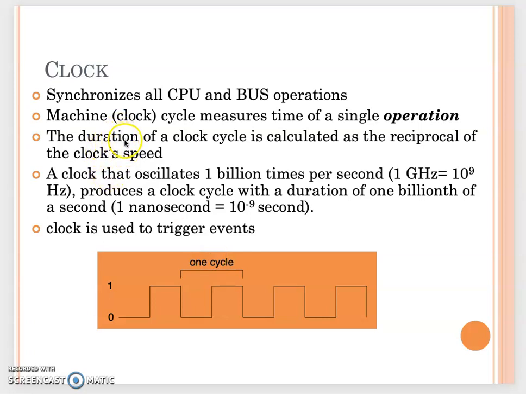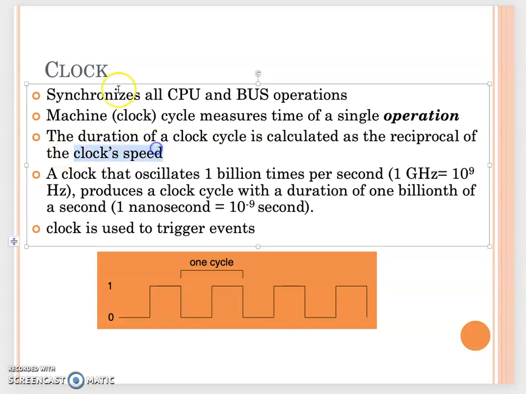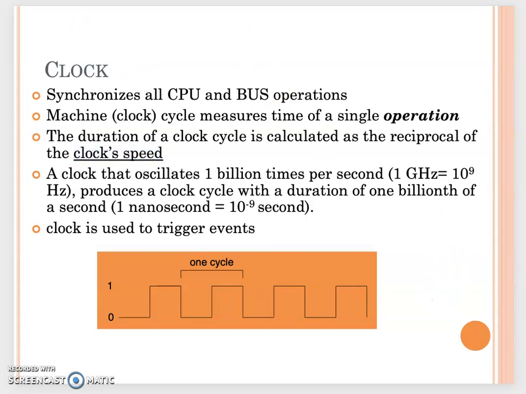So like we say, the duration of a clock cycle actually is the reciprocal of the clock speed. But what is the clock speed? The clock speed actually is the CPU speed. For example, now I have one i3 CPU, my i3 processor with 1 gigahertz speed.